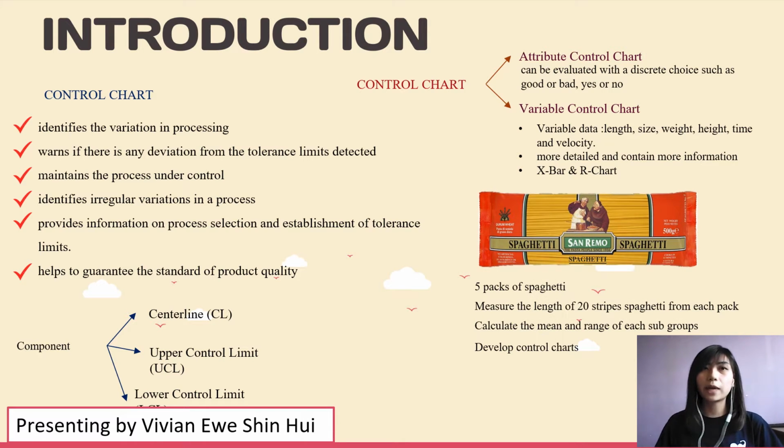In order to apply these theories to a real-life sample, we have purchased 5 packs of Remo Spaghetti to test whether their length conforms to the quality. 30 strips of the spaghetti are chosen randomly from each package to measure their length. Besides that, the mean and range of each subgroup are also calculated for the sake of control chart development.